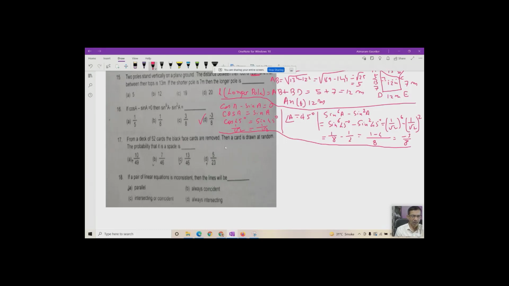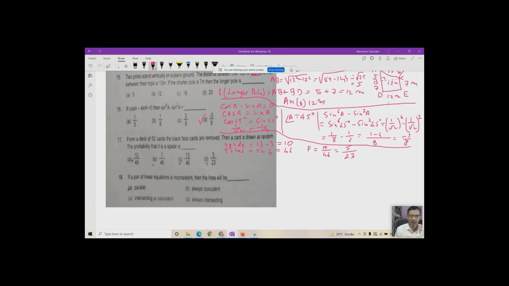So from this, spades are 13. From this, face cards, which are 3, are removed, so the present ones are 10, and total are 52. From this, 3 and 3, 6 are removed, so this will work out as equal to 46, and our probability will be equal to 10 divided by 46. 10 divided by 46 will work out as 5 upon 23.